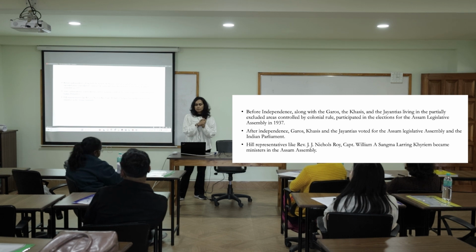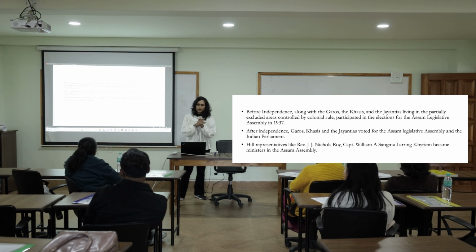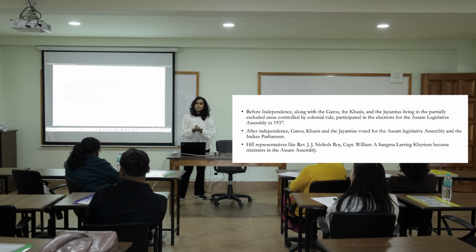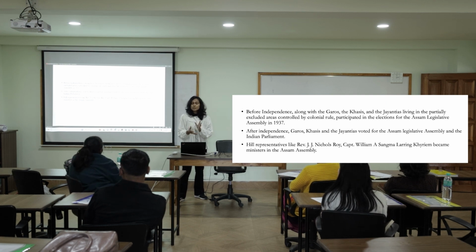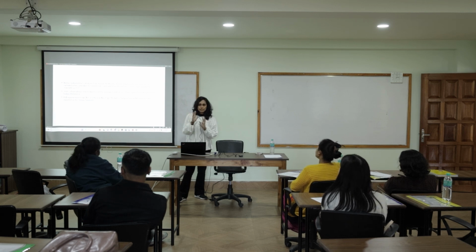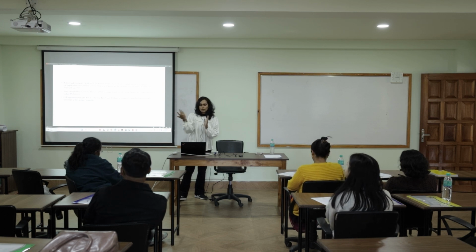And after independence, of course, all these hill tribes, the Garo, Khasi, and Jaintia, participated in the voting of the Assam Legislative Assembly and then the Indian Parliament. So undivided Assam had hill representatives like Nichols Roy, William Sangma, and Blaring Karim, and they became ministers in the Assam Legislative Assembly. It also had representatives from the other hill regions like the Lushai Hills, which is present-day Mizoram.